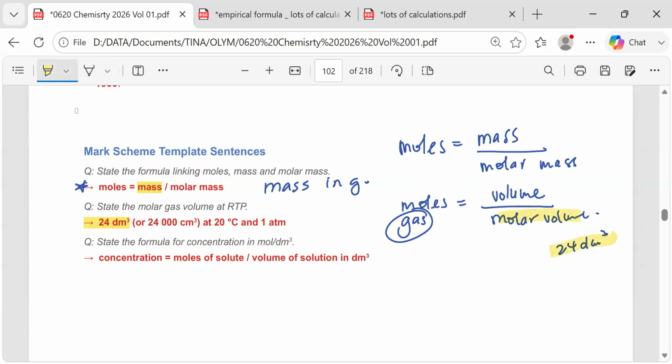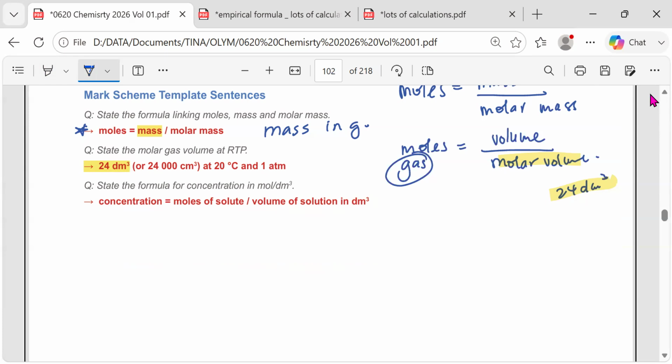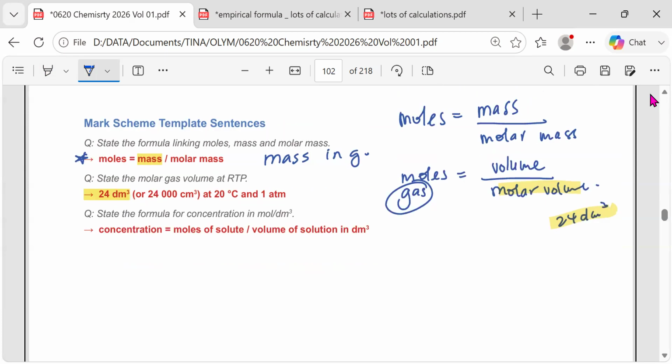Now the third one is for aqueous solution. Okay? What is aqueous solution? So I'm going to teach you aqueous solution. Let's say I have a beaker, and I have 1 decimeter cube, 1 whole liter.